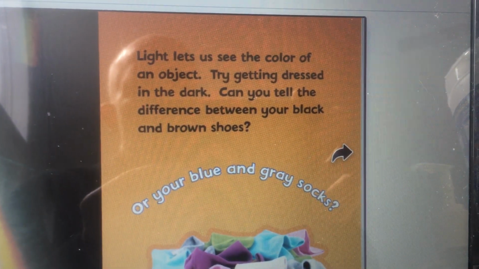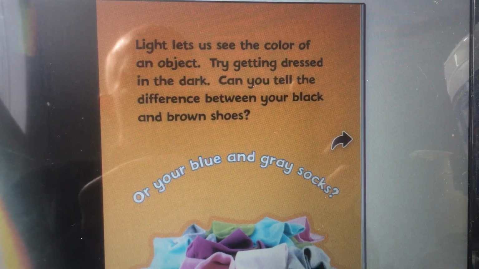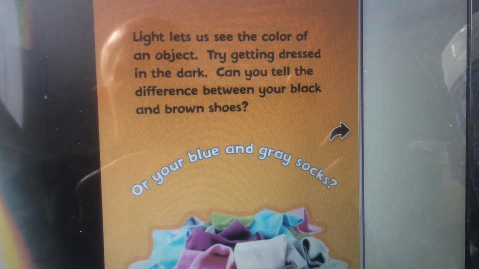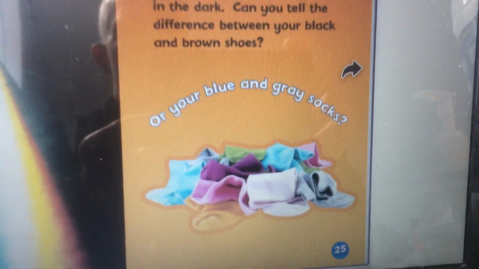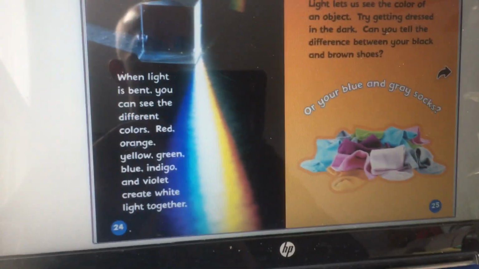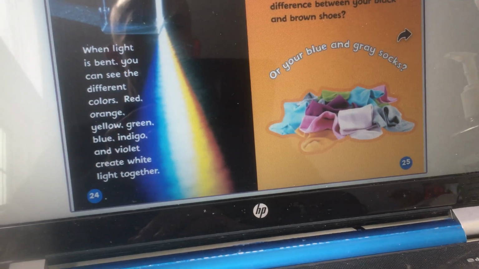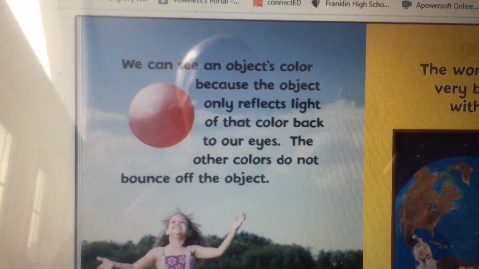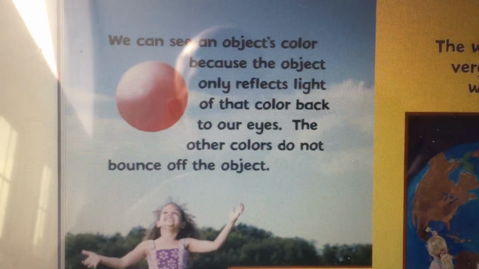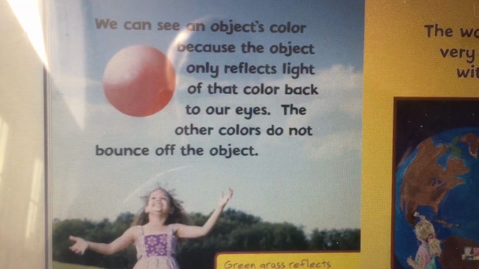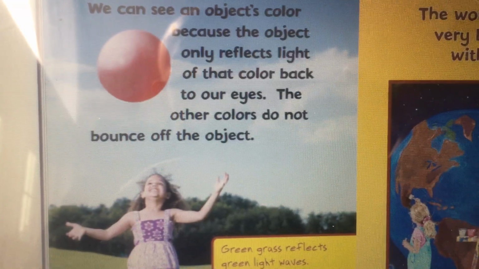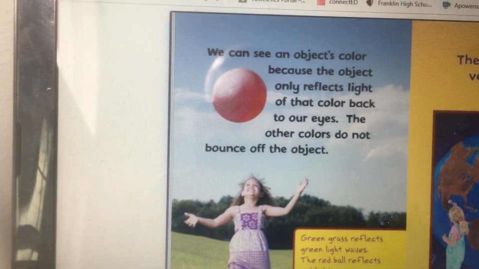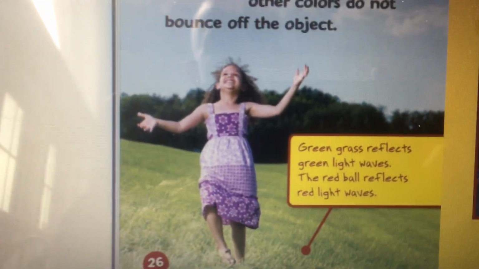Light lets us see the color of an object. Try getting dressed without light in the dark. Can you tell the difference between your black and brown shoes or your blue and gray socks? No, because there's no light. But when there is light, we can see an object's color because the object only reflects the light of that color back to your eyes, or our eyes. The other colors do not bounce off the object.